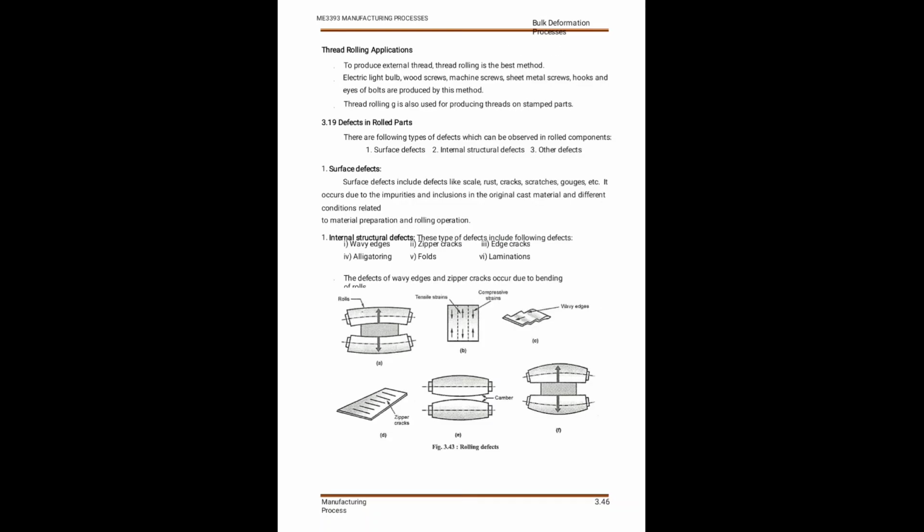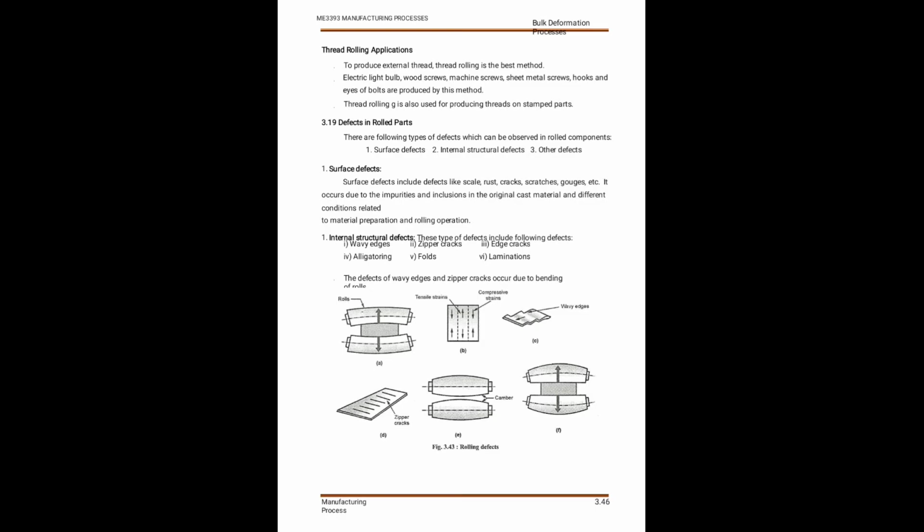And defects in parts: internal structure defects, surface defects and other defects. There are three different defects that occur in rolling. For surface defects, it means rust, scales and cracks forming from either the roller or the applied force. That also reduces the smoothness of the surface, so it is a defect.